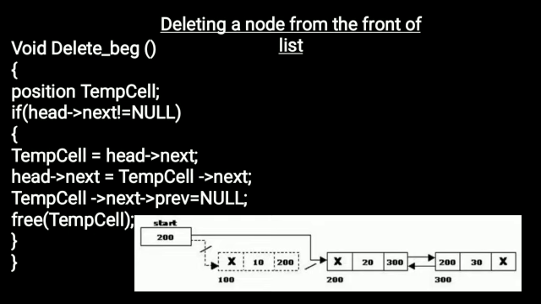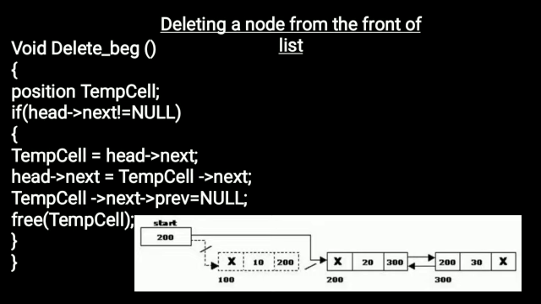First, we set temp cell as head of next because here we are deleting the first node, that is the next node of head node. Before that, we check the condition, that is head of next equal to null or not. If head of next equal to null means there are no more elements in the list, then no need for deletion operation. So we must check the condition first.